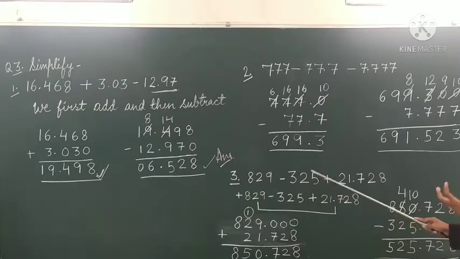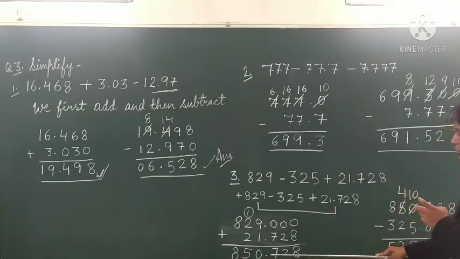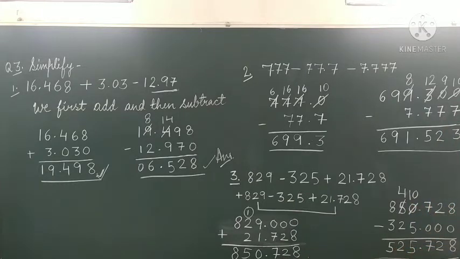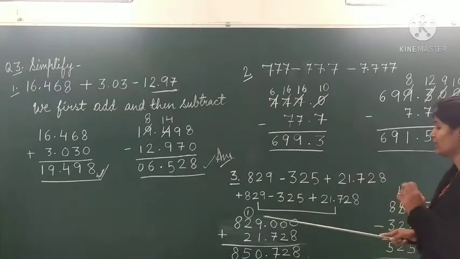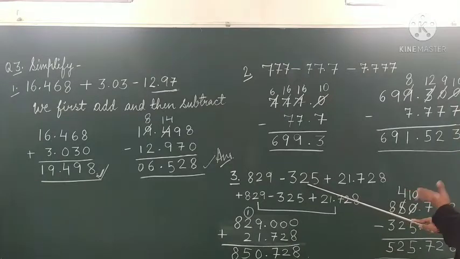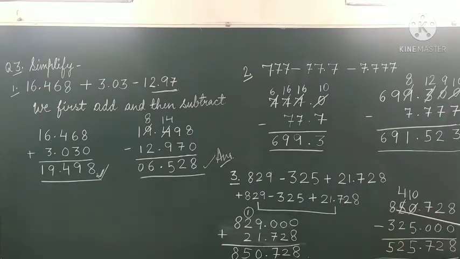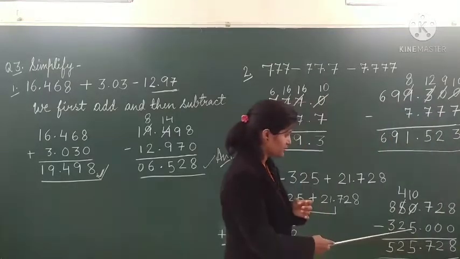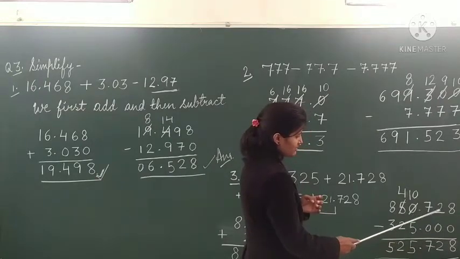Now you have to subtract 325. What will you have to subtract? You have to subtract 325 from 850.728. Now this is also unlike decimal. Again you have to convert unlike decimal into like decimal. There are 3 decimal places, so make 3 decimal places in 325. So subtract 325.000 from 850.728. Start subtracting 850.728 minus 325.000. 8 minus 0 is 8, 2 minus 0 is 2, 7 minus 0 is 7.